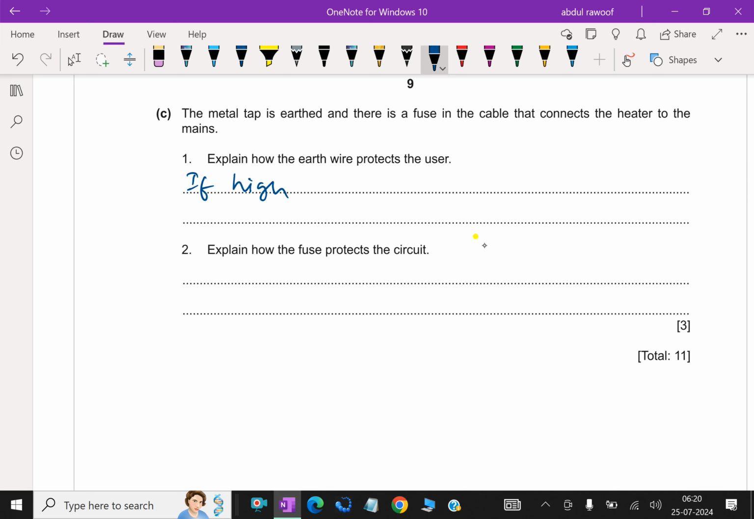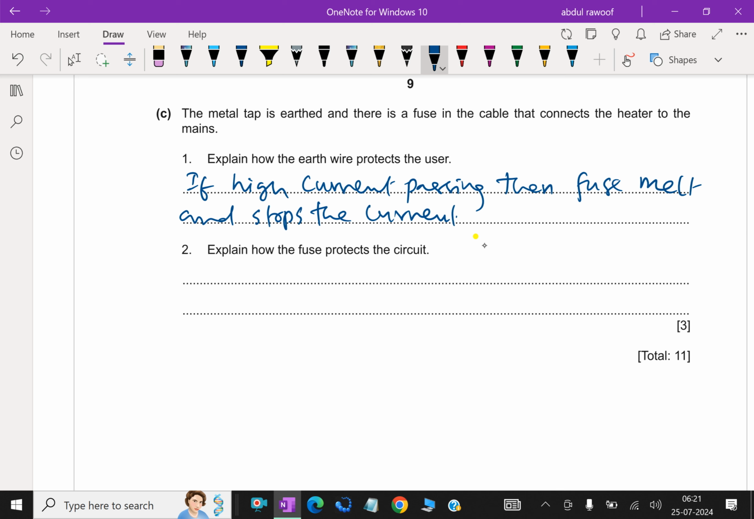For that, if high current is passing, then the fuse melts, opens the circuit and stops the current flow. It is for safety. That is, the fuse wire is useful for safety purposes.